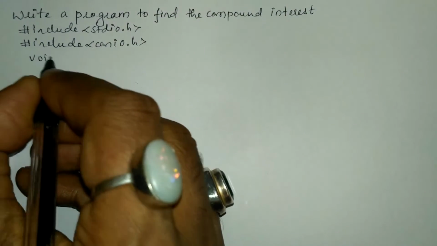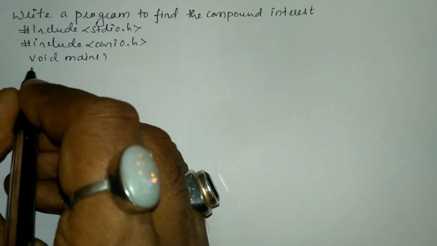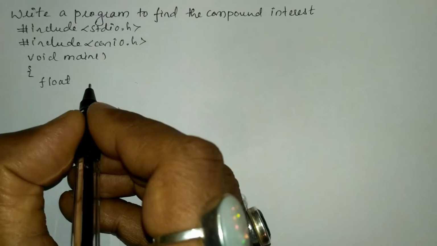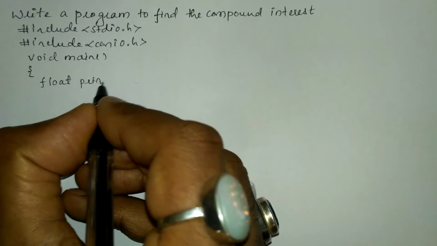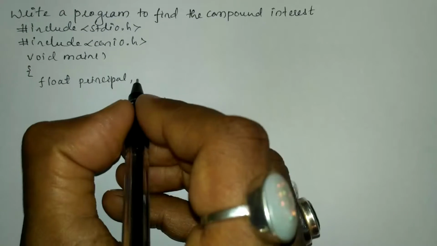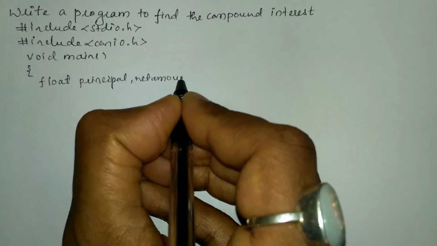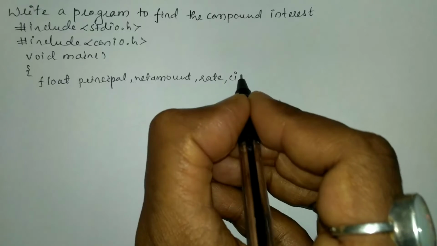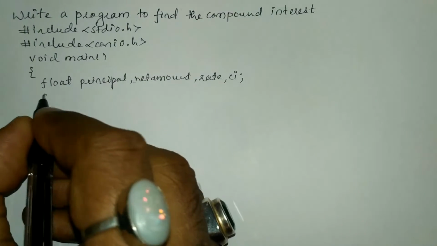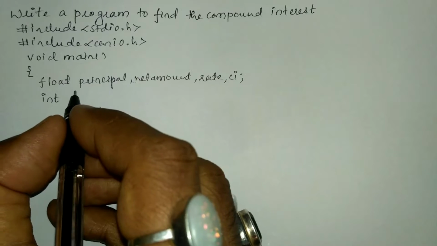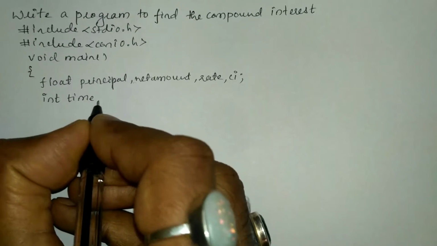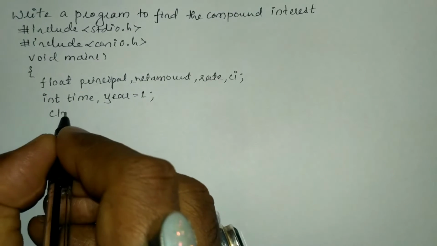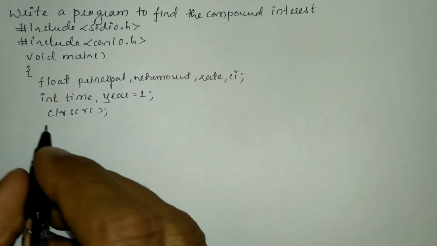Now let us write the void main function, curly open brace, and here I'm going to declare all the necessary variables with the data type float. Now I'm going to write principal amount, net amount, rate, that is rate of interest, and then CI, that is compound interest. And now I'm going to declare integer type variables: time, and year is equated with value 1. Next I'm going to write the clrscr function, which is used to clear the screen.